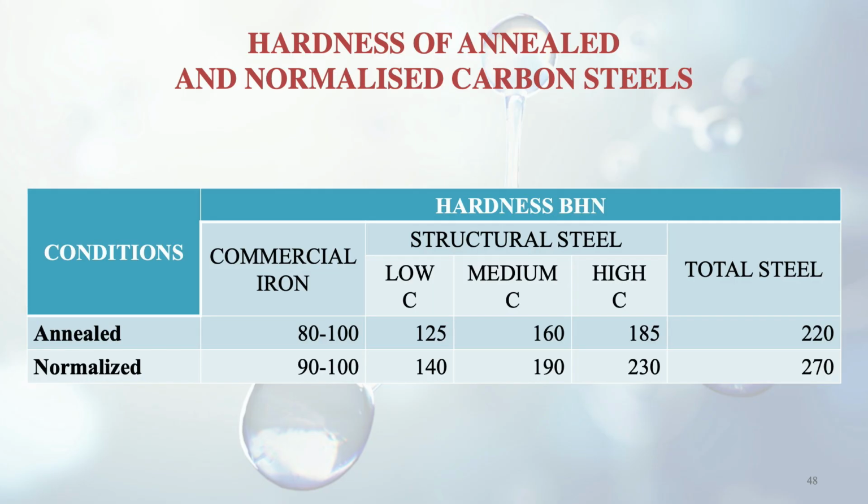So here we see one table. The conditions are given here, the annealed and the normalized type of steels, and we can see the structural steel, low, medium and high carbon content, and the total steel. So you can see the hardness of the annealed and the normalized carbon steels. See, annealed is 125, then normalized is 140. So this is the thing, that hardness is also varying. In case of normalized, we can see that the hardness and all things are somewhat better than the annealed ones. So this table is telling about that.